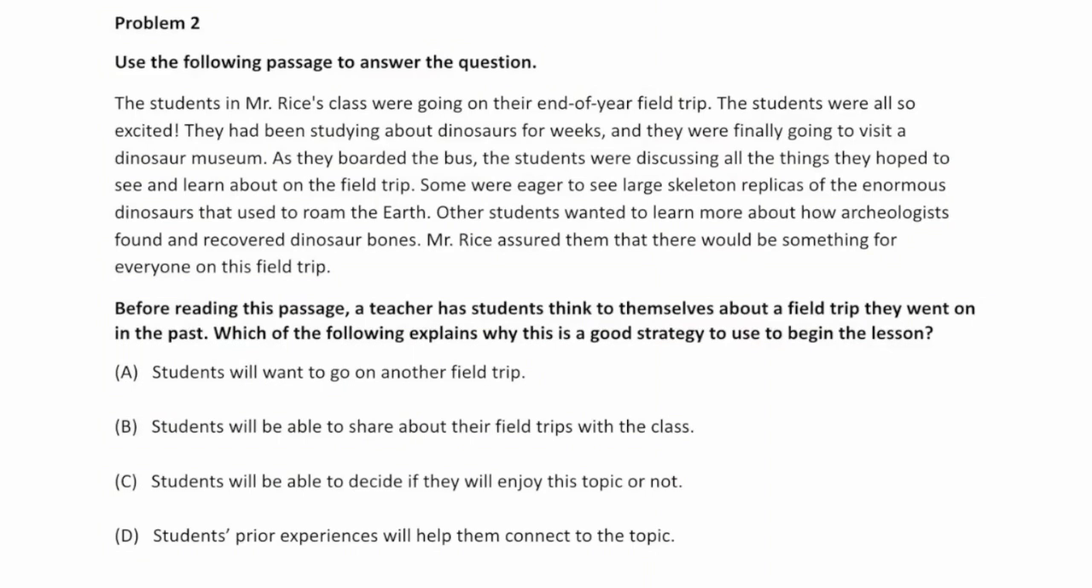Other students wanted to learn more about how archaeologists found and recovered dinosaur bones. Mr. Rice assured them that there would be something for everyone on this field trip. Before reading this passage, a teacher has students think to themselves about a field trip they went on in the past. Which of the following explains why this is a good strategy to use to begin the lesson? Well, in general, when a teacher asks a student to think about something from their past, it's going to be because it relates to the current topic that is being discussed. So let's see if any of these options relate to that.